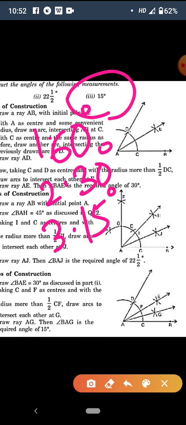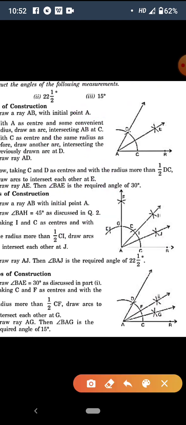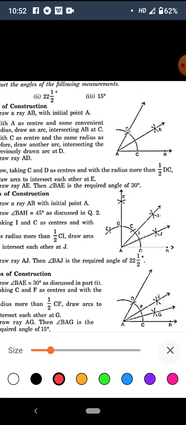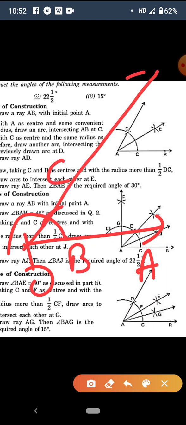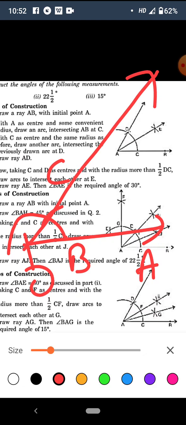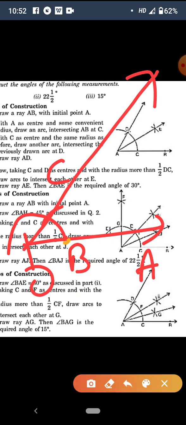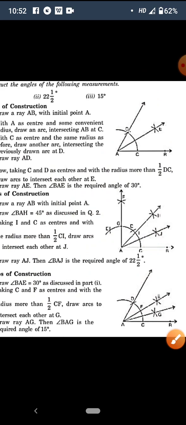So what you have to do, you have to draw a ray. Let the ray be OA. Now put your compass at O, draw an arc, let it meet at B, then draw an arc, let it be C. So this is your 60. Now by taking B and C as centers, you will draw an arc. It will be D, and it will be E. So this EOA is your 30. But we want an angle of 15 degree.